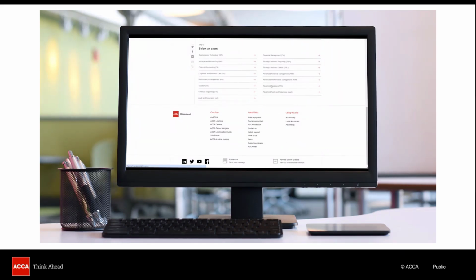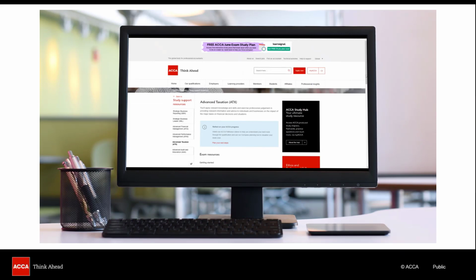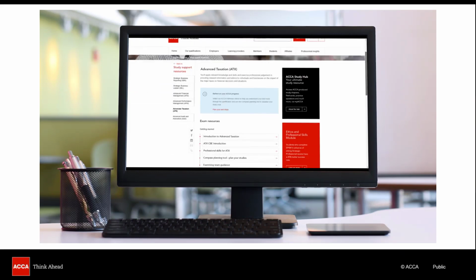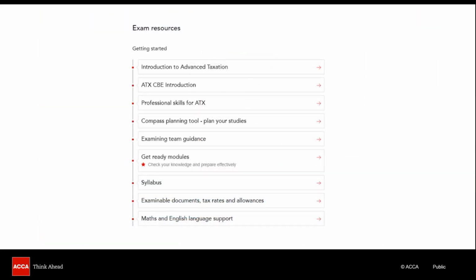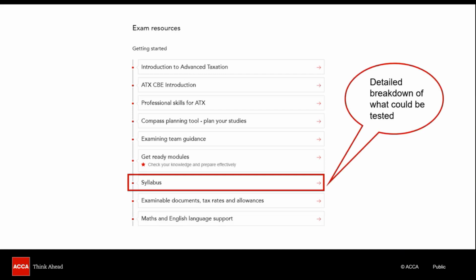Firstly, make use of the ACCA resources in the study support section of the ACCA website where you access this presentation. Some resources are applicable to all ATX exams and some are specific to particular variants. A good place to begin is the ATX UK Syllabus and Study Guide, which provides you with a detailed breakdown of what could be tested in a particular exam year. It also includes a reading list to recommend suitable learning resources. You have access to a set of tax rates and allowances during your exam, and a copy of these can also be found here as well.